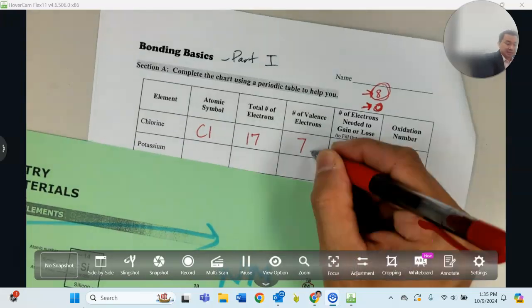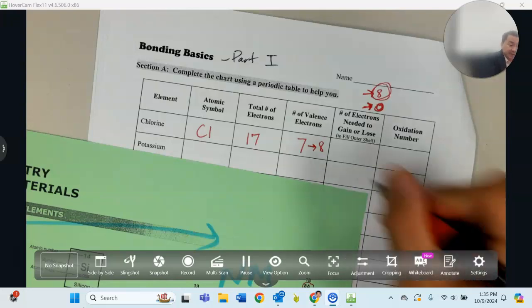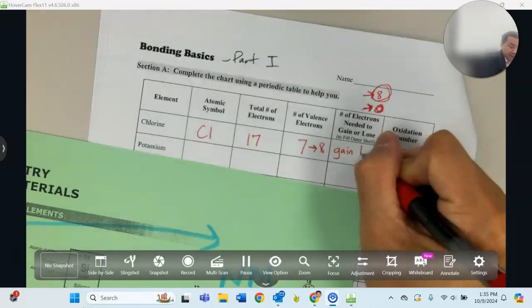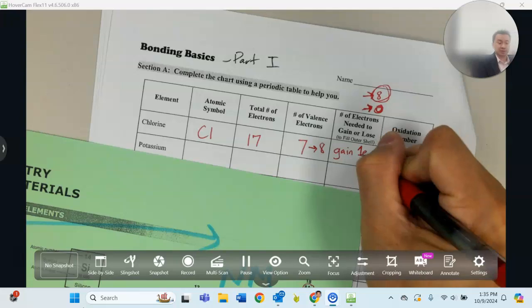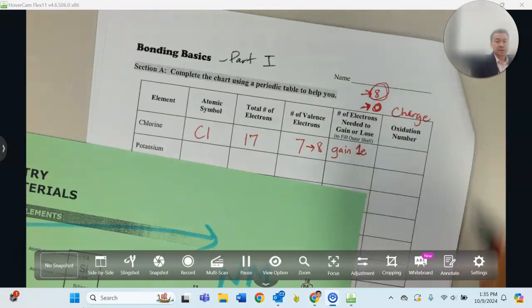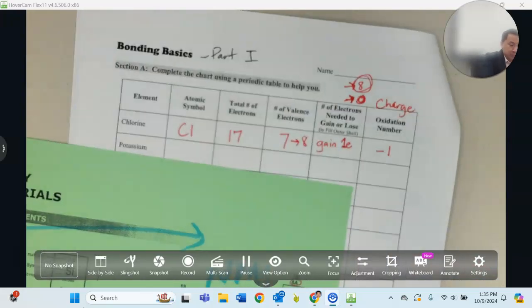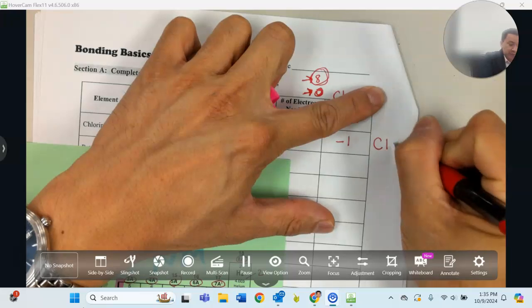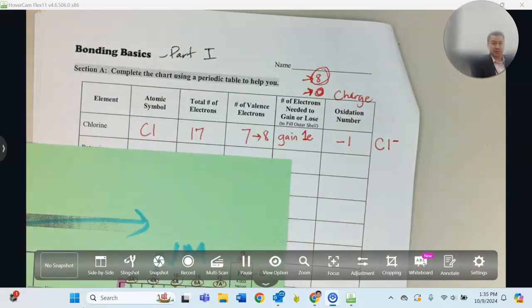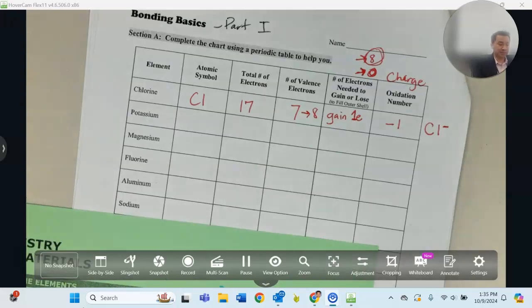So it's 7 already. It's easier to go to 8, right? So in order to go to 8, we gain 1 electron. Okay, write it. The oxidation number is the charge. The charge when you gain 1 electron is going to be -1. And the ion for chlorine is Cl, with a -1 charge. Chlorine, Cl negative.